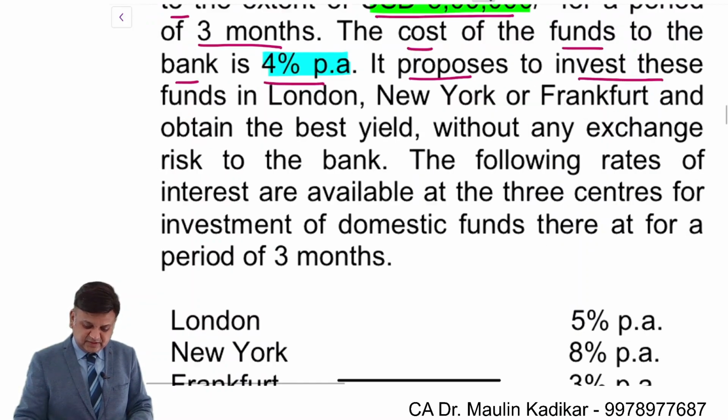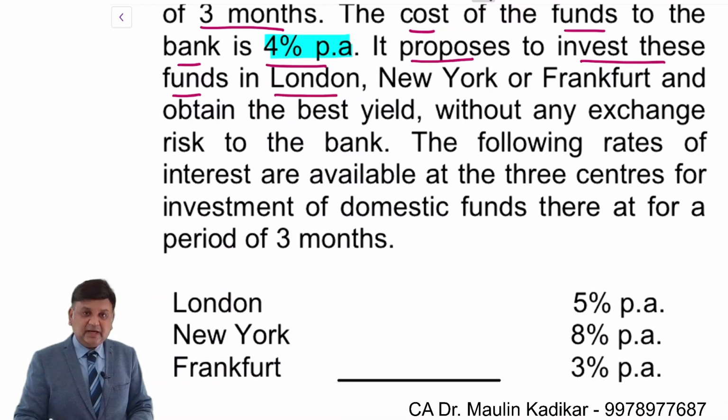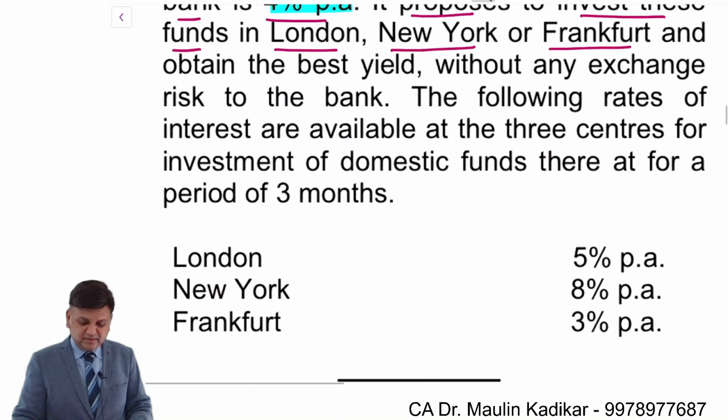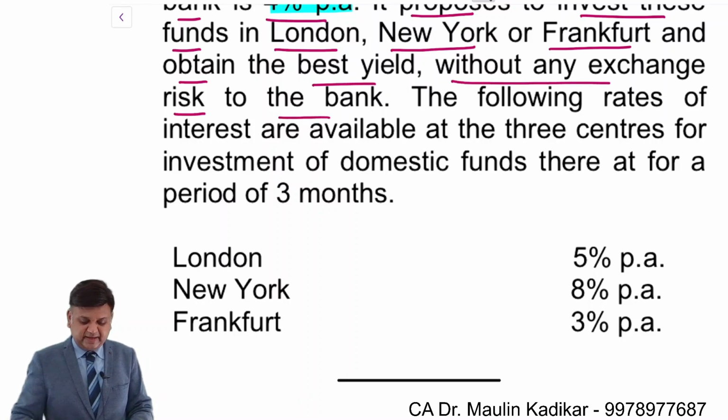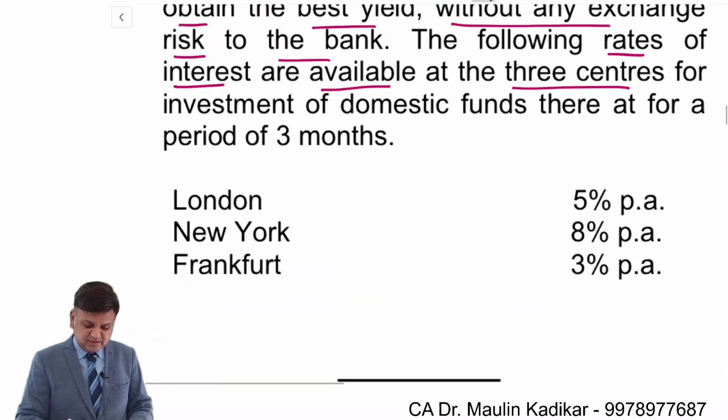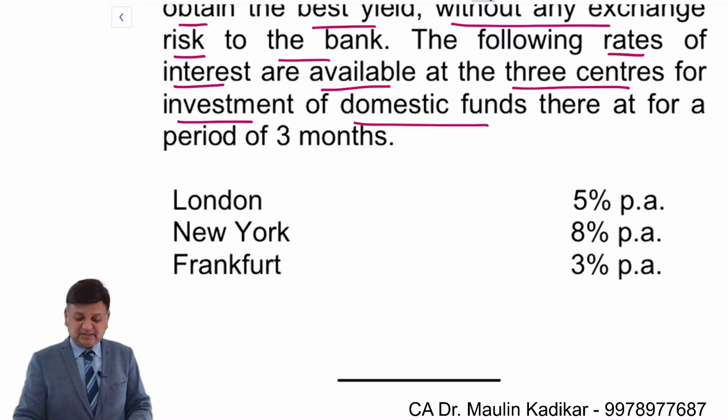It proposes to invest these funds in London, that is in pound currency, New York, that is in dollar currency, Frankfurt, that is maybe the euro currency, and obtain the best return, of course, without any exchange risk to the bank. Means we understand that we are going to enter into the forward contract for the purpose of hedging. The following rates of interest are available at the three centers for the investment of the domestic funds there for a period of 3 months.